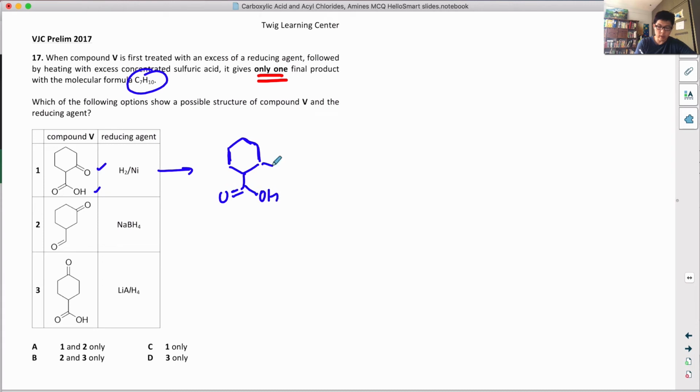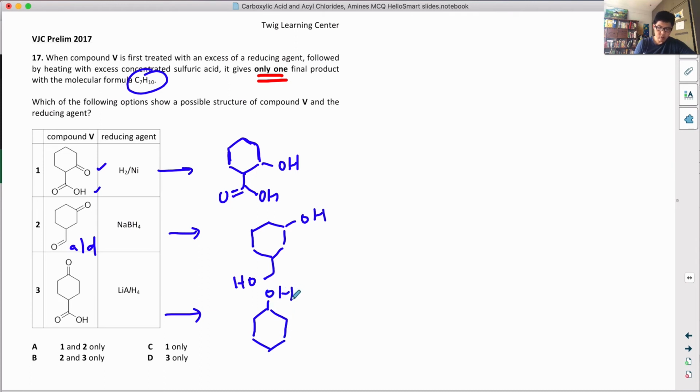You get OH here. I'm going to draw all of them first. So this one here, sodium borohydride will reduce this ketone to a secondary alcohol. In fact, this is an aldehyde. You see, the aldehyde will be reduced to a primary alcohol. Okay, this is a primary alcohol. Lithium aluminum hydride will reduce both the ketone as well as the carboxylic acid. So the carboxylic acid will become a primary alcohol.